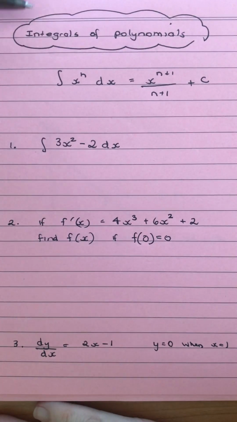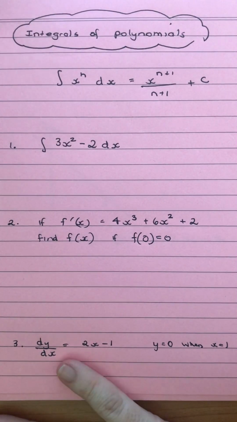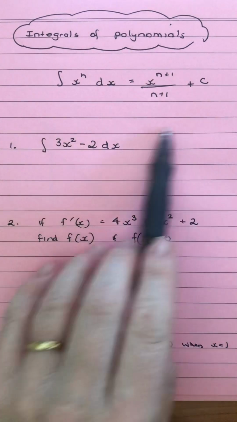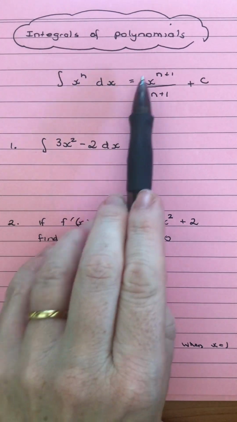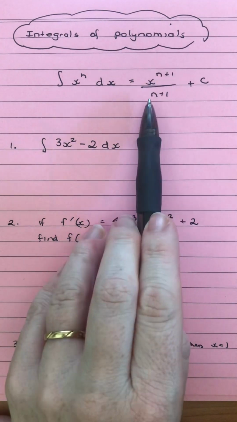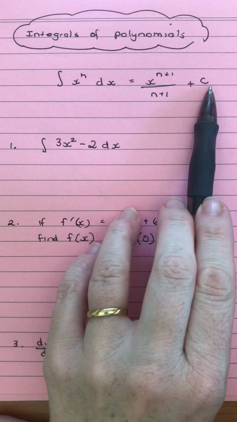I'm looking at integrals of polynomials in this video. Now our general rule for the integral of polynomials is the integral of x to the power of n dx is equal to x to the n plus 1 over n plus 1 plus c.